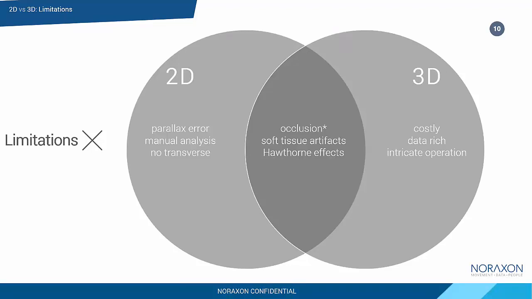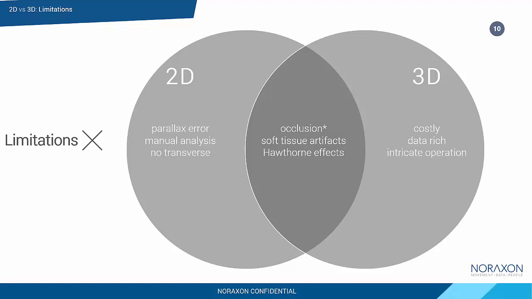Now, if we look at the intersection here, we've got a couple limitations that these systems share. First is going to be occlusion. And we'll get into this in detail here in just a moment as well. But really, this is a limitation experienced only by marker tracking with 2D video and marker tracking with 3D optoelectronic systems. The inertial measurement systems and the markerless systems do not suffer from this same limitation.